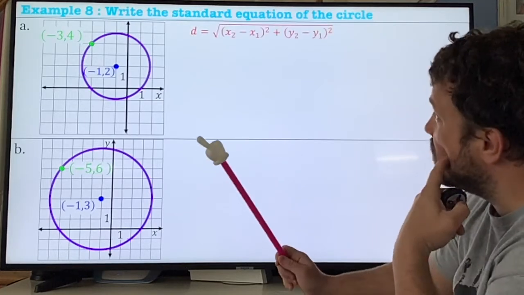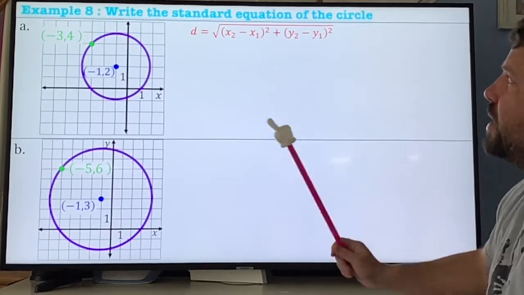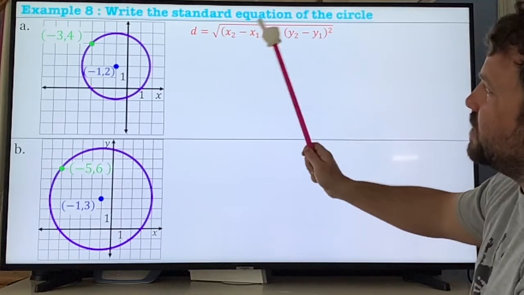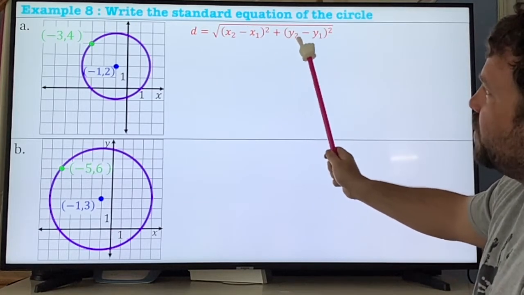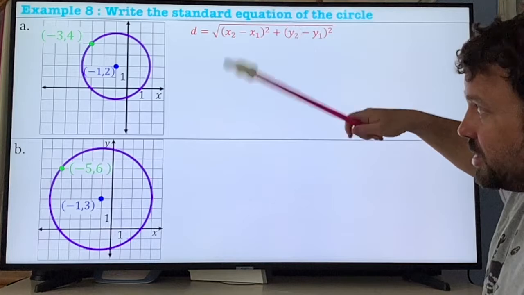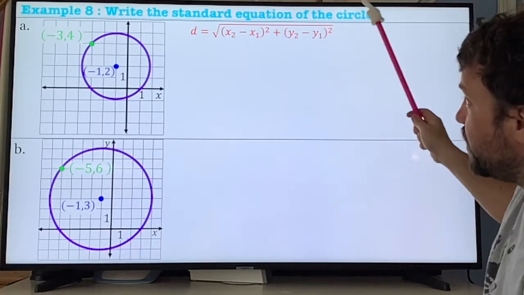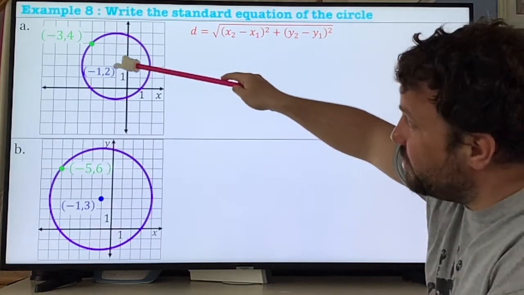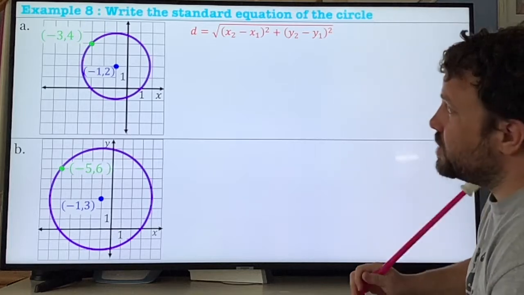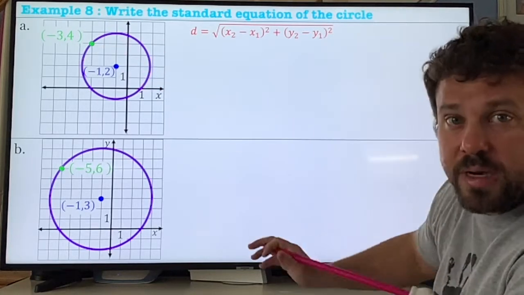If you said distance, you're correct, and you need to use your distance formula. x2 minus x1, the difference horizontally, squared, plus y2 minus y1, the difference vertically, squared, right? You're using like a little Pythagorean theorem here. All right, so we're going to find the distance between these two in order to find the radius.